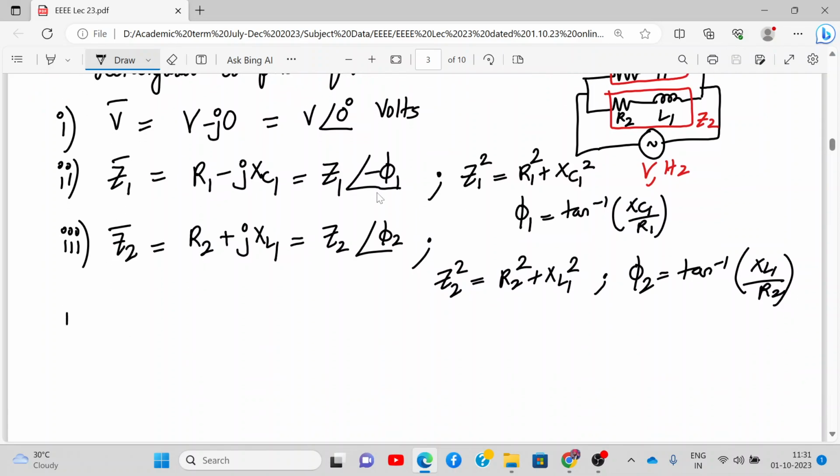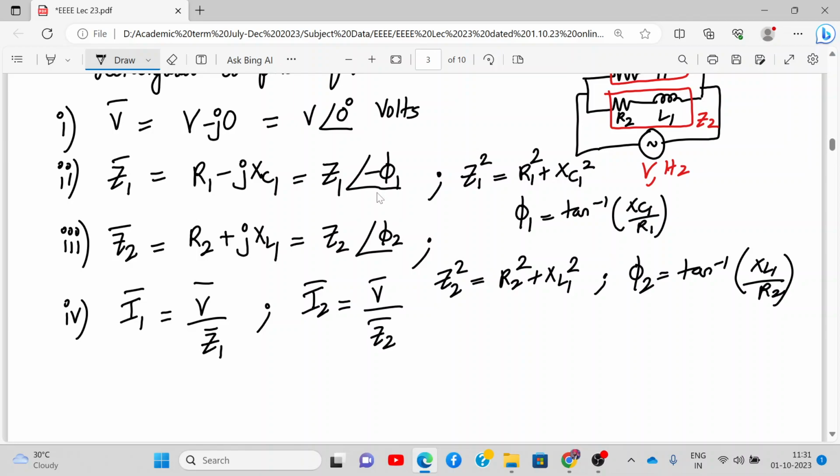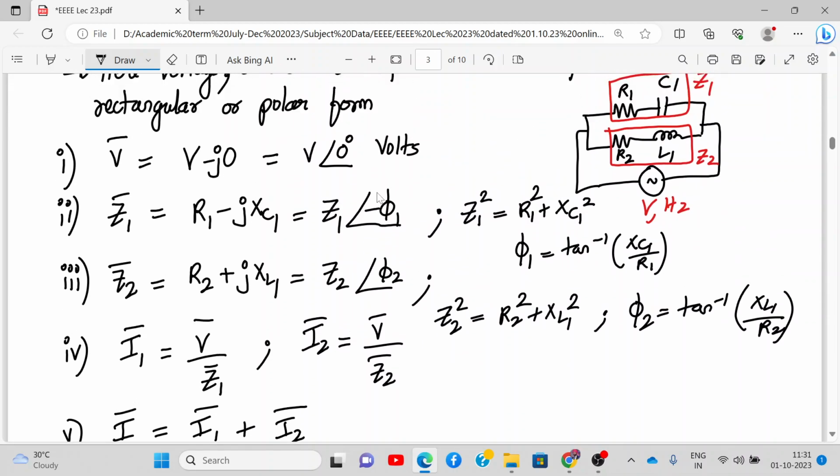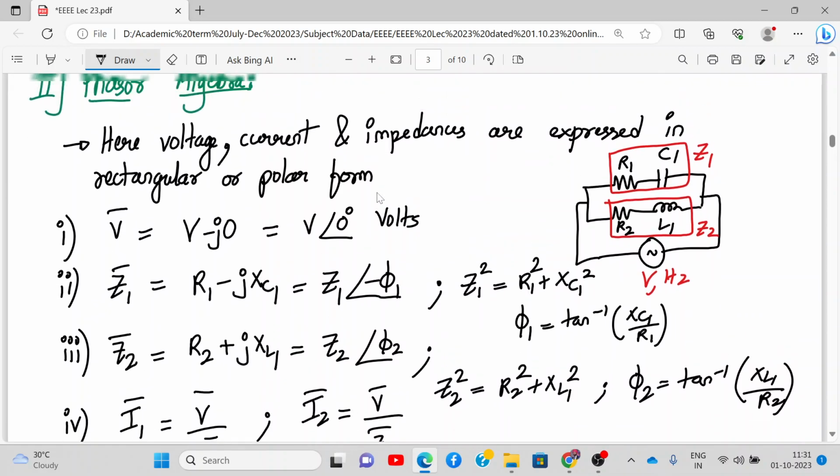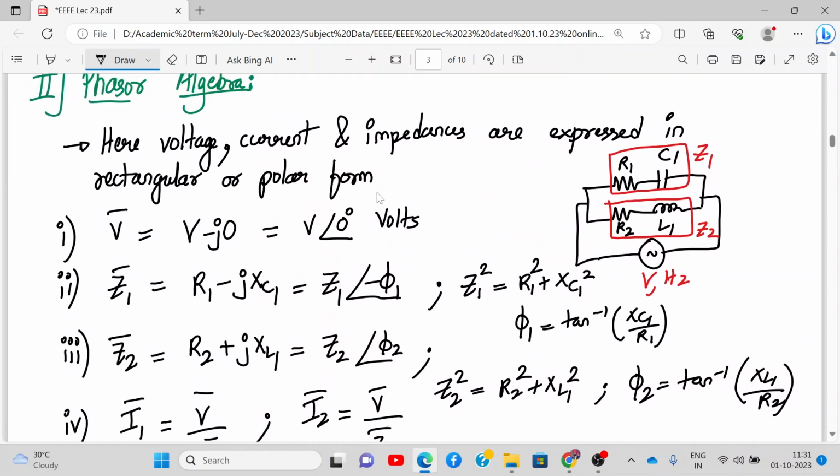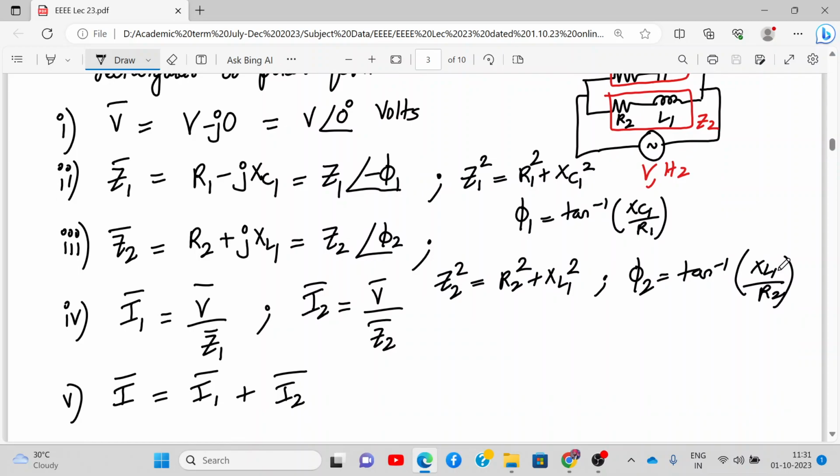Now similarly, what was I1 given by? V bar upon Z1 bar. And I2 is V bar upon Z2 bar. How can you divide two phasors? We can divide if they are in polar coordinates, so that's why we have written the polar coordinates of everything. Finally, if you want to find the current, it will be I1 bar plus I2 bar. Did you understand how to solve it by phasor algebra, representing current, voltage and impedances in rectangular or polar form? Is this clear to you, whatever is there on your screen, so that I can move ahead? Any doubts over here?